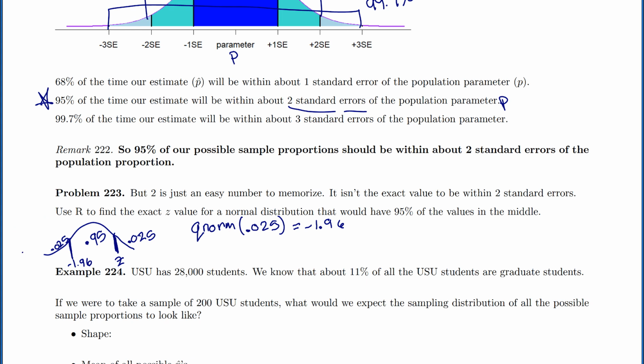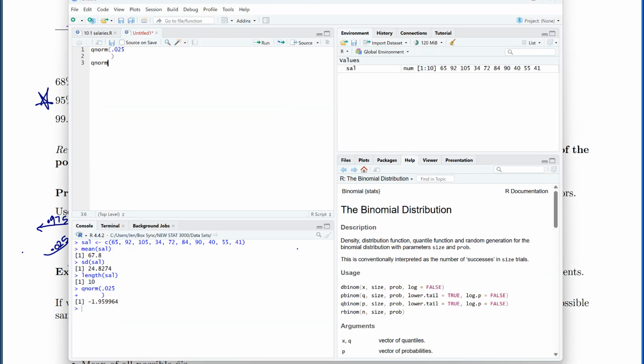There's other ways I could put this into R. I could have said, well, if I wanted this positive z value right here, I would have had to say, what's all of the area from here all the way over? That would be, if I added them together, 0.975. So I could say, well, what's qnorm of 0.975? So let's try that. qnorm 0.975.